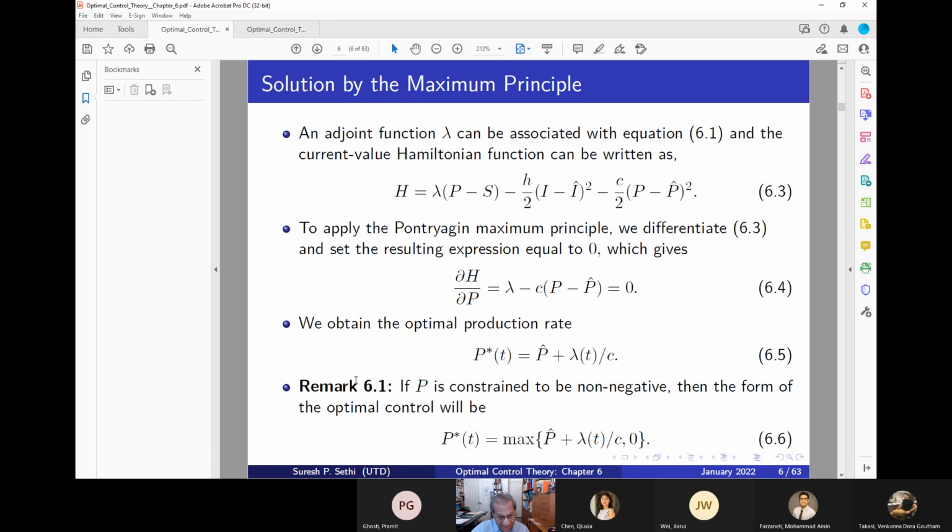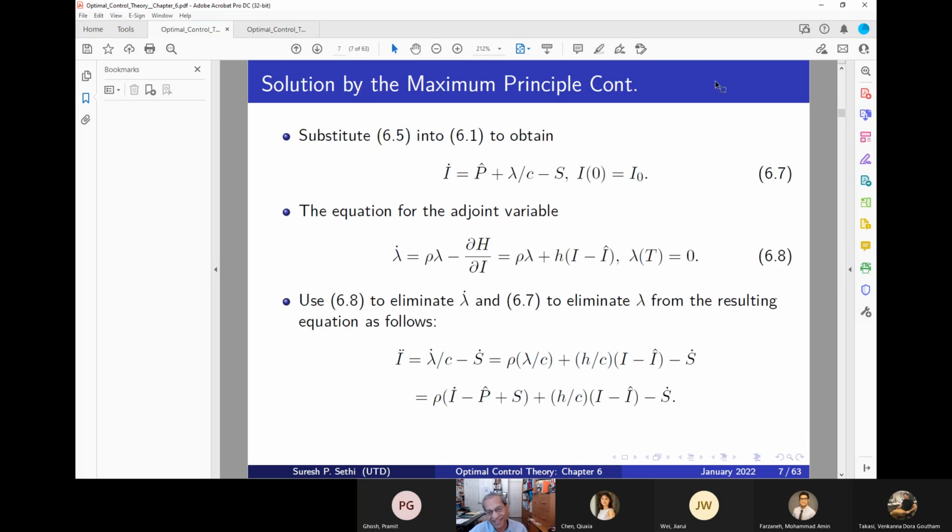This is a remark. You see that it is not part of the continuation. The continuation begins from here. So 6.5, this is the remark, and then we continue to 6.7. So we put the optimal value of 6.5 in there, and we have I dot, and we have a lambda dot. So we have a two-point boundary value problem.